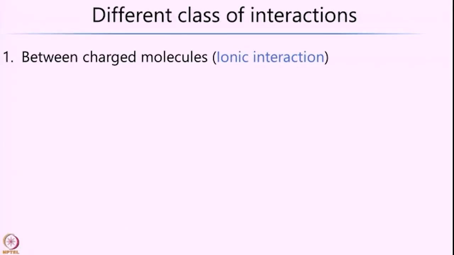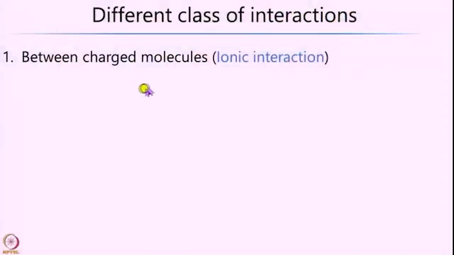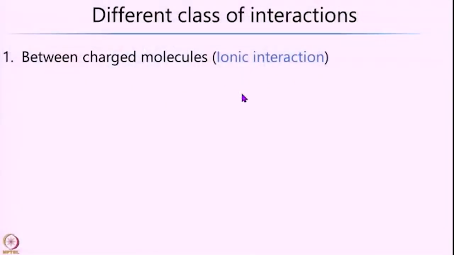There are different classes of intermolecular interactions, and I shall quickly name them. The first and most obvious one is the interaction between charged molecules, or ionic interaction. You might be familiar with what is called Coulombic interaction, which is exactly the same as the ionic interaction. This typically takes place between two completely charged species, that is either a cation or an anion. These species could be inorganic or organic in origin.